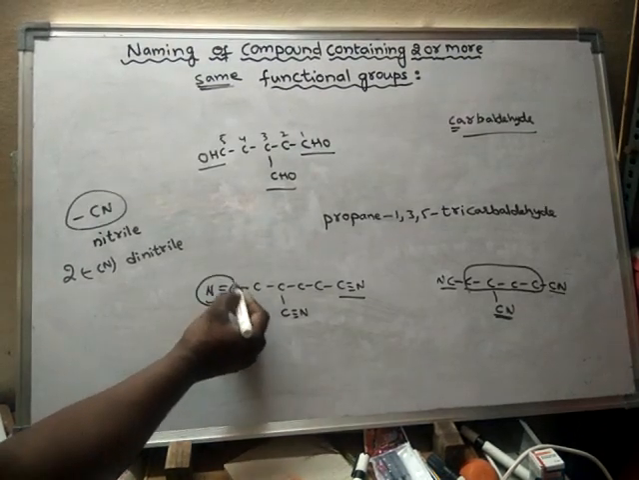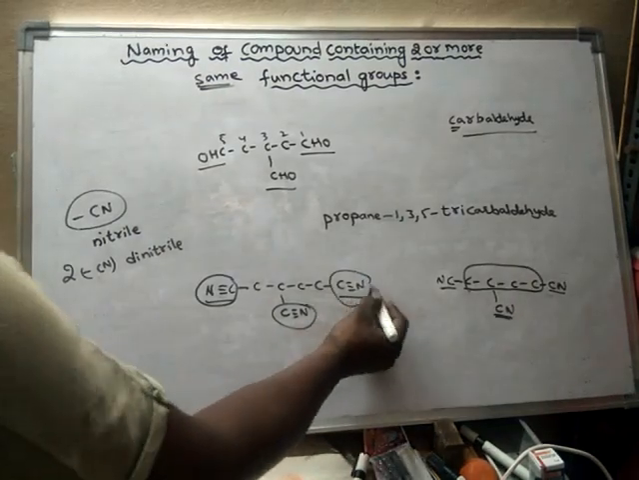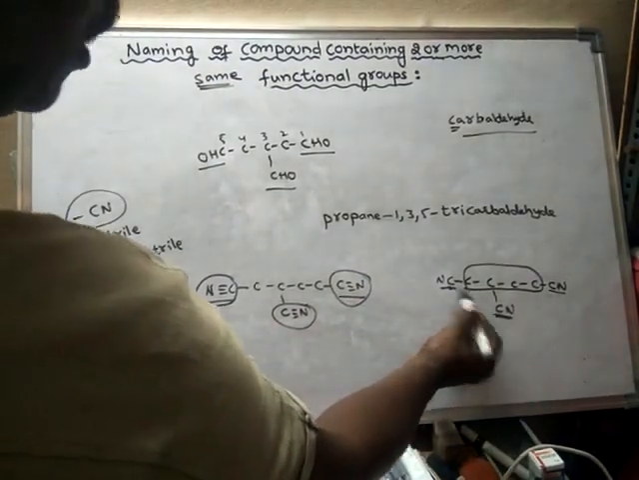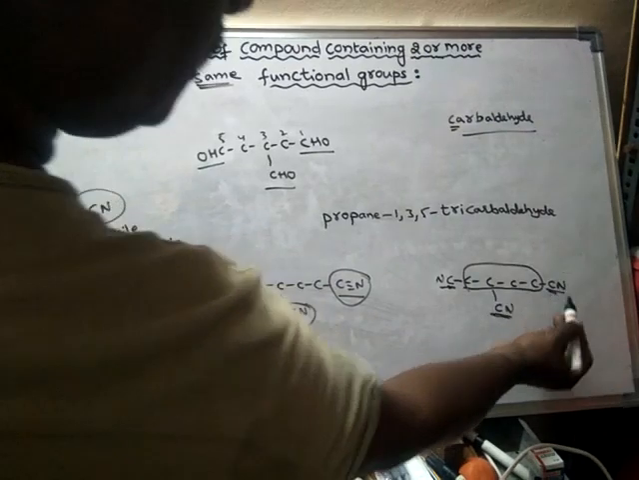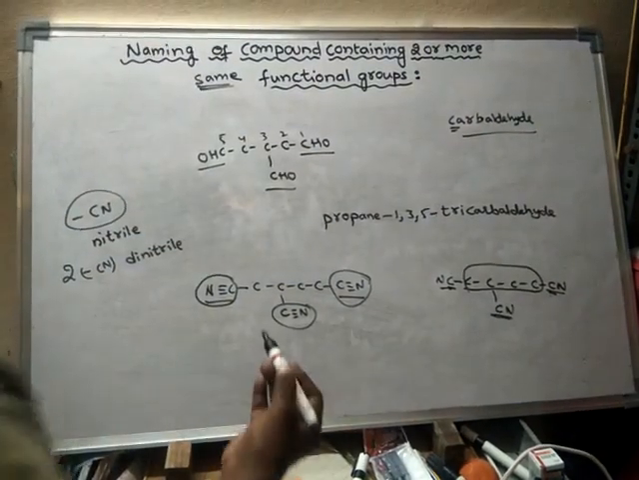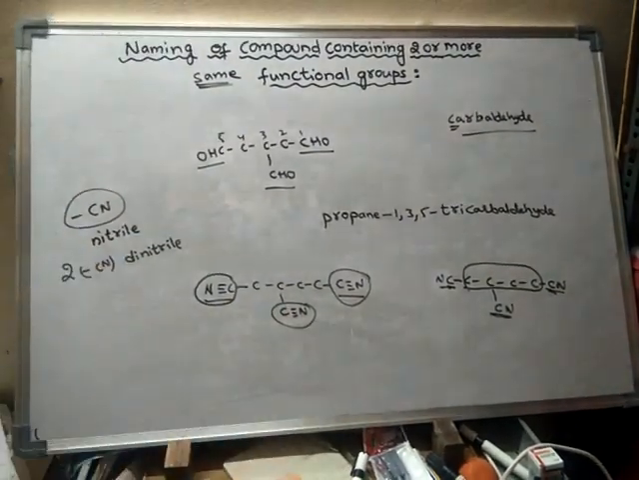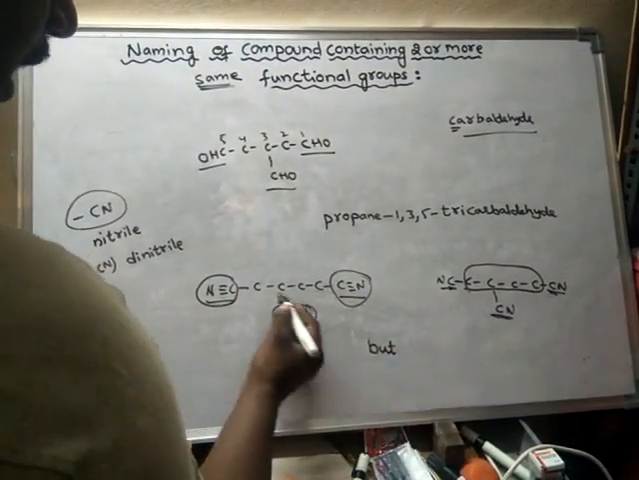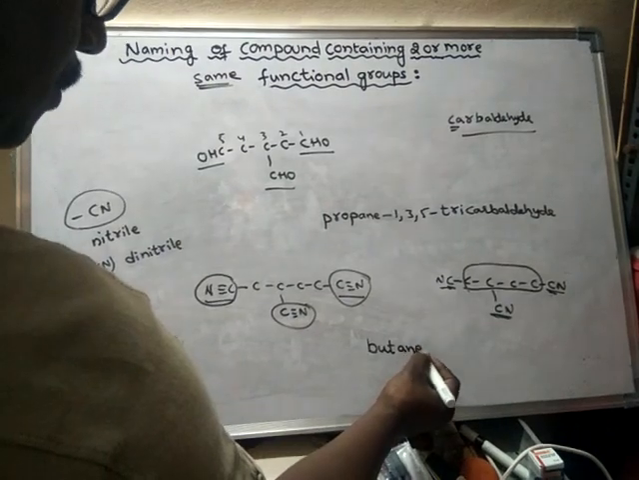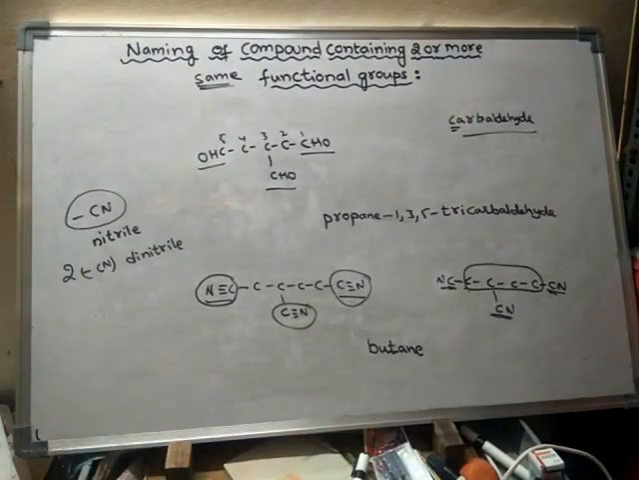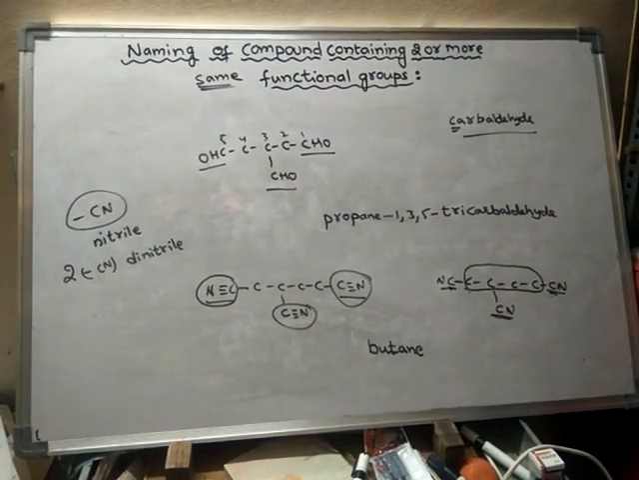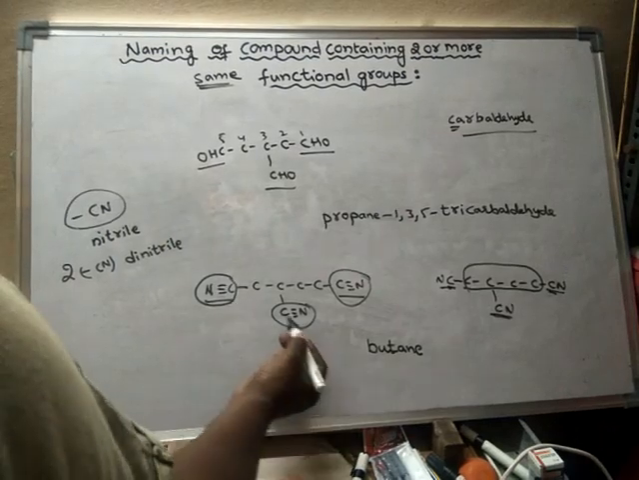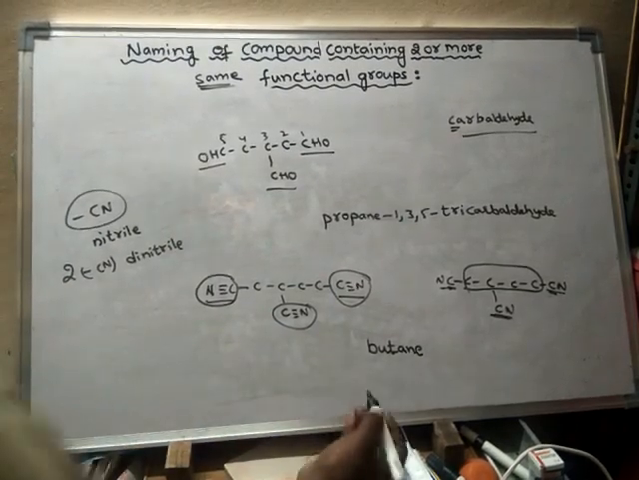So CN, and these carbons should not be treated for the parent chain. So in the parent chain, how many carbons are there? 4 carbons only. Hence butane. Suppose if 3 carbons are there, if the 3 cyanide groups are there, then we have to write like this.